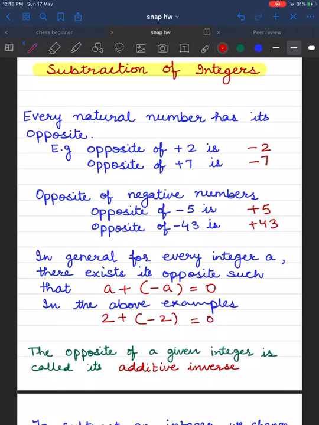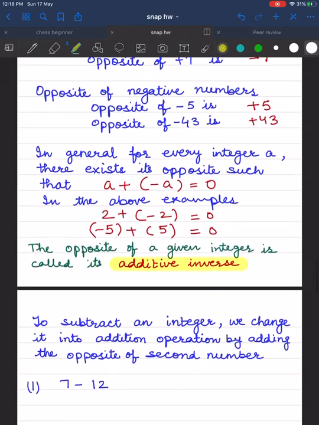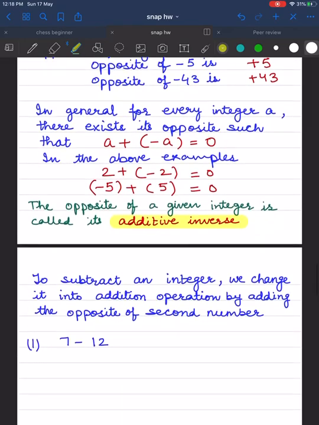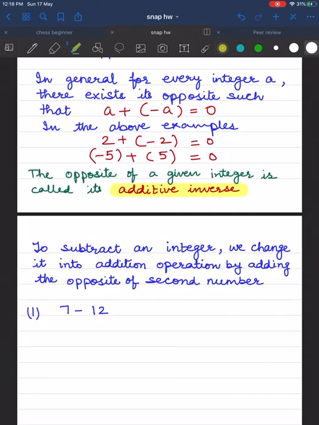In the above examples, 2 plus minus 2 is equal to 0, or minus 5 plus 5 is equal to 0. So if we add the opposite to the given integer, we get 0. Now the opposite of a given integer is also called its additive inverse.